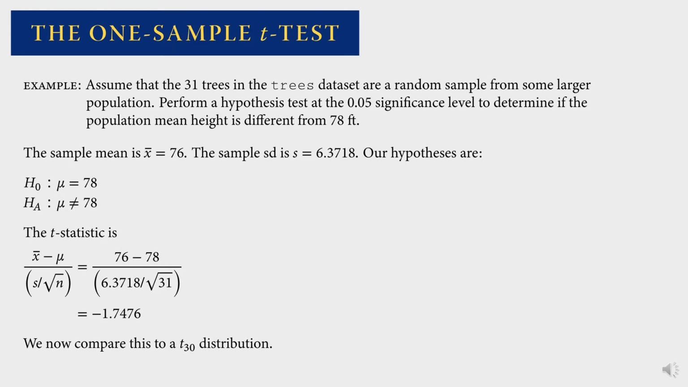The first step is to calculate the t-statistic. When you have the sample, you know everything you need to calculate this. You have the sample mean, the sample standard deviation, and the sample size. You don't know mu, which is the population mean, but we assume that mu equals 78 under the null hypothesis. So we do have a value for mu when we assume that the null hypothesis is true.